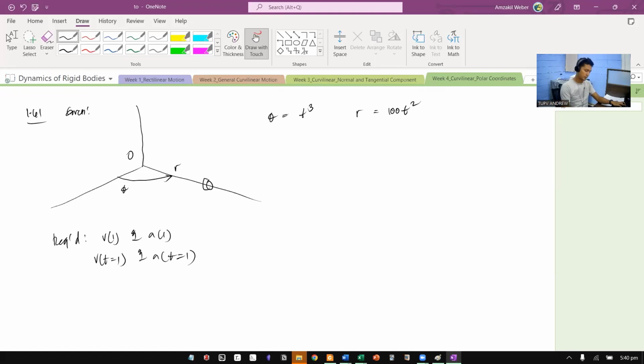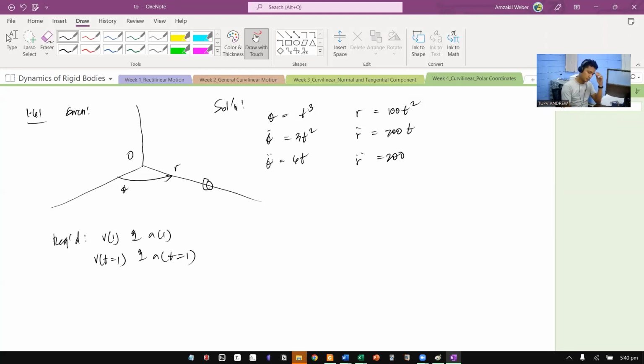Okay, so what is our solution? Our solution is first to derive these two, which we're going to need in substituting to the velocity and acceleration formulas. So let's derive. Theta dot will be 3t squared. Theta double dot will be 6t. Let's do the same with R. R dot is equal to 200t, and R double dot is 200.